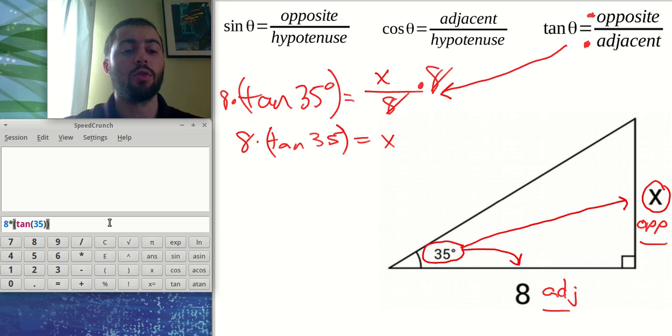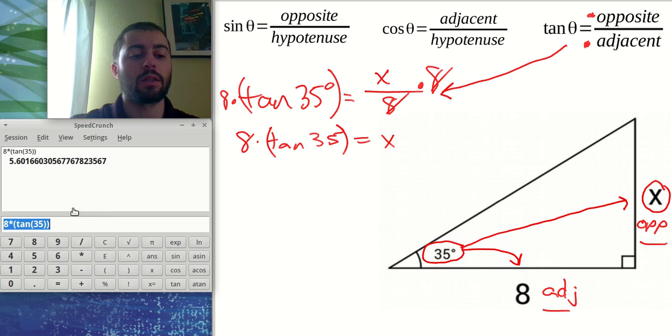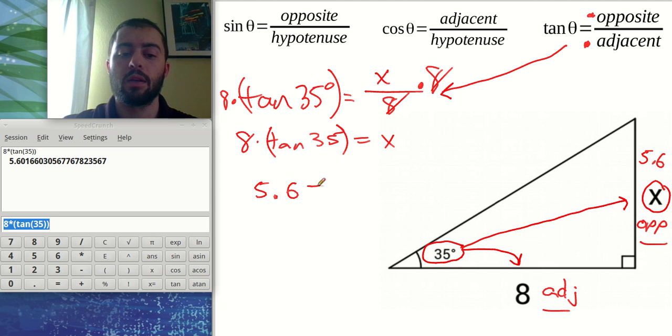So make sure that you're using degree mode on your calculator. If we go ahead and enter this, it gives us a side length of 5.6. So we could label x as 5.6, and we can write here 5.6 equals x. There are no units for this question.